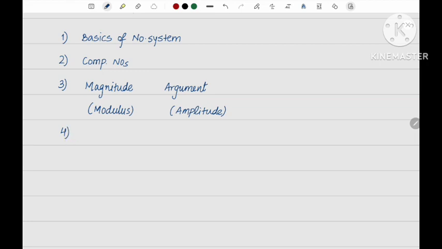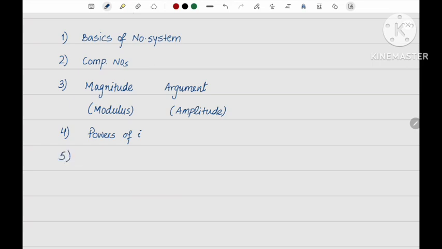Then we went ahead and we saw powers of i. When we raise iota to certain power, then how does it respond? We also saw a very important lemma, a very important concept, that if we add 4 consecutive powers of i, then we always get 0. So this is what we saw, powers of iota.